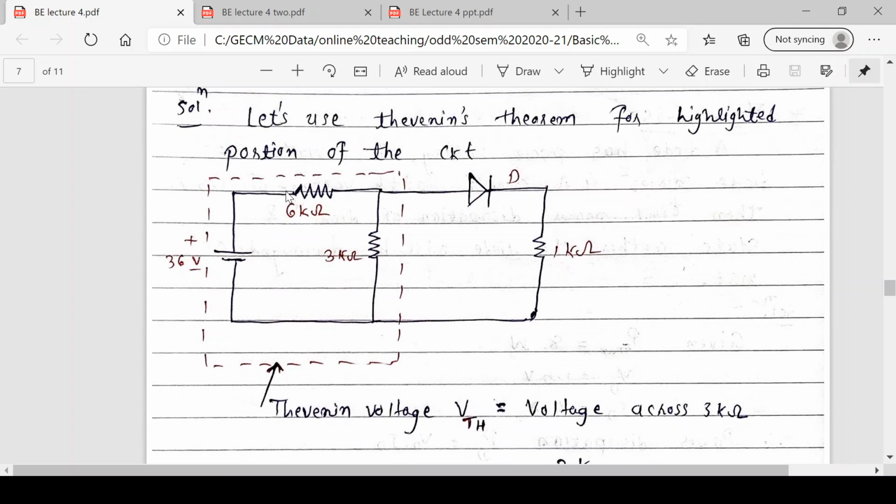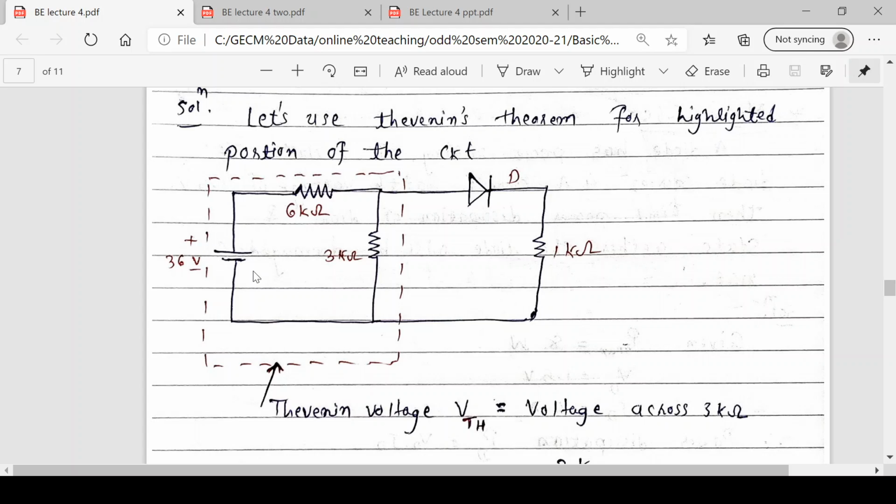Now how to find RTH? How to find Thevenin resistance? So Thevenin says that whatever energy sources are there in your circuit, just replace them by their internal resistance. Now luckily our circuit has only one energy source and it is a voltage source. So you need to remember a voltage source has zero internal resistance ideally and a current source has infinite internal resistance ideally. So that means zero resistance represents short circuit and infinite resistance represents open circuit.